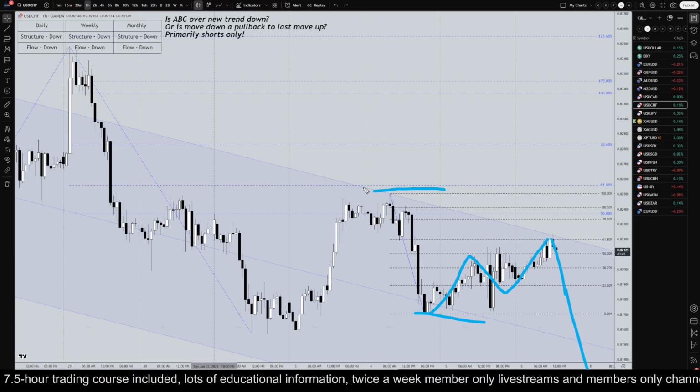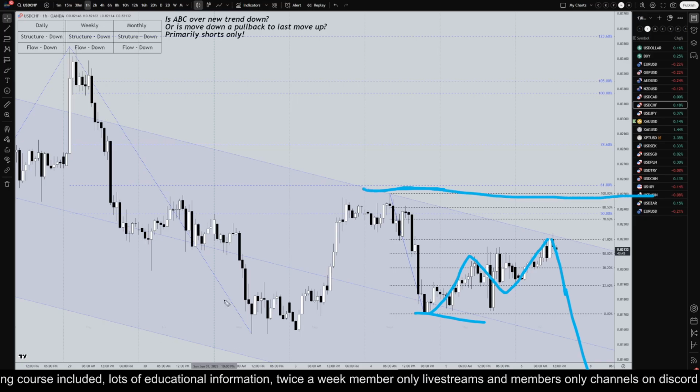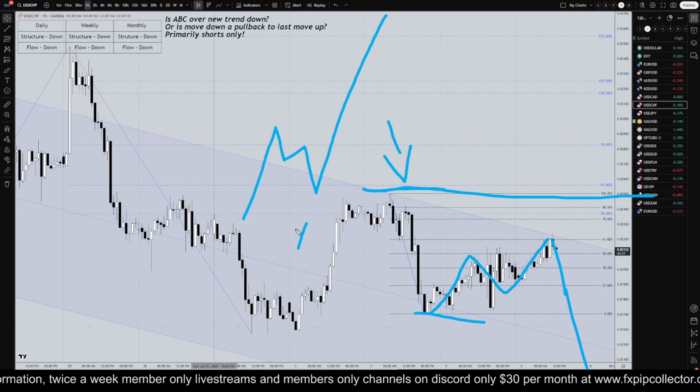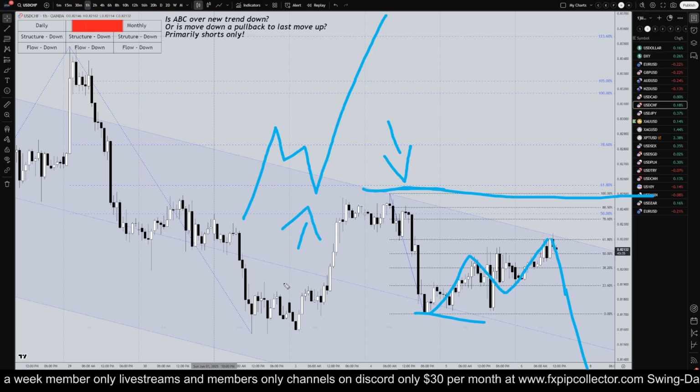On the other hand, if today's news causes a break of structure to the upside right here, then I would wait patiently for a pullback after the break of structure, and then I would go long at the end of the pullback, hopefully for the continuation of a much bigger move to the upside.